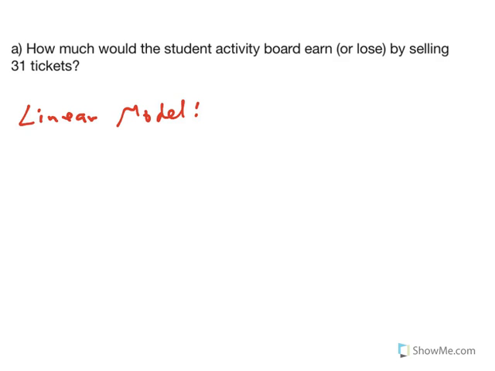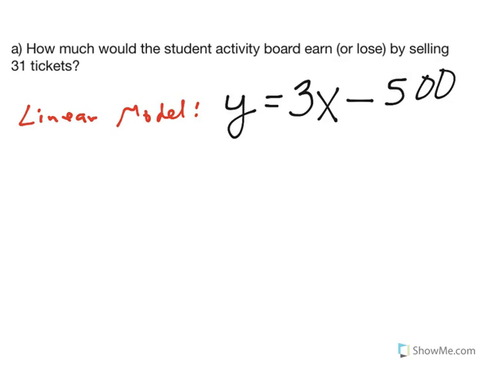So if we think about this, our profit or loss, which they said is y, constant change is our slope. We're going to bring in $3 per ticket, where X is the number of tickets. So that's what we're bringing in, right? It's positive money for us, the Campus Activity Board. But we're paying out $500 for this magician. So we have to take out the $500 that we're giving to the person for coming.